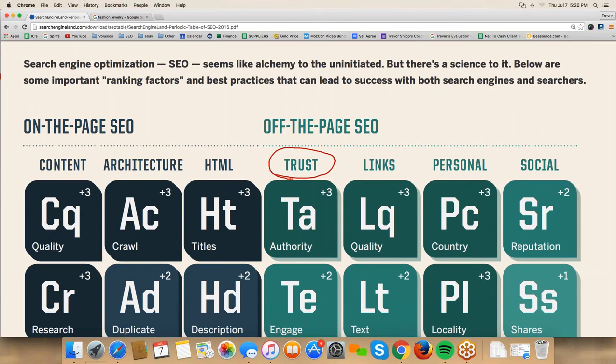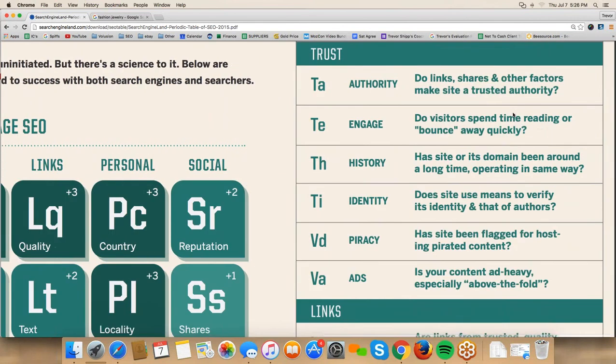Google still doesn't trust your site. How do you gain trust? Well, let's look at what some of those factors are. Let me scroll over to the side so you can get the explanation on these. Okay, so at the top, authority.